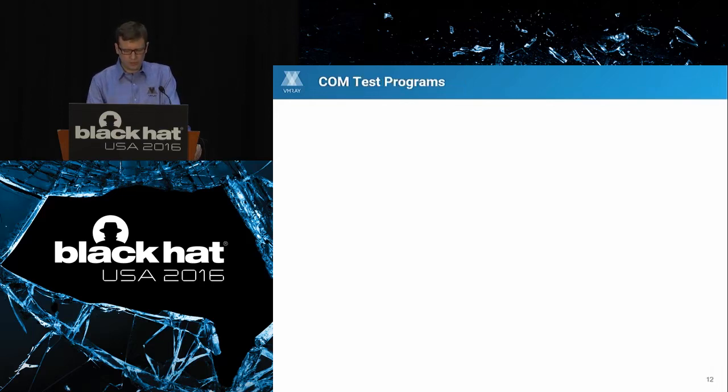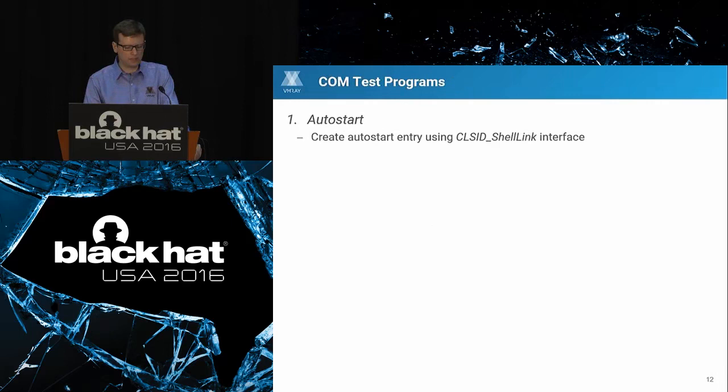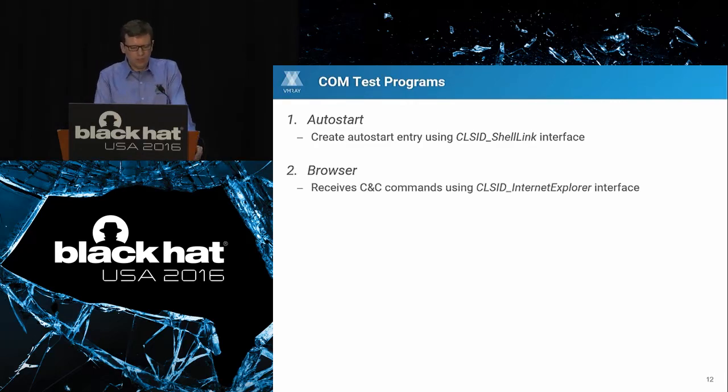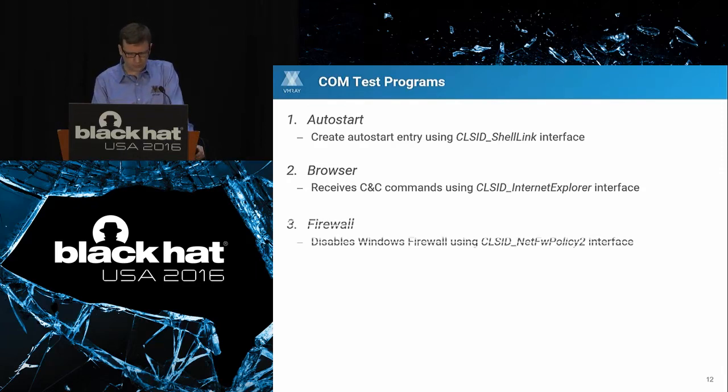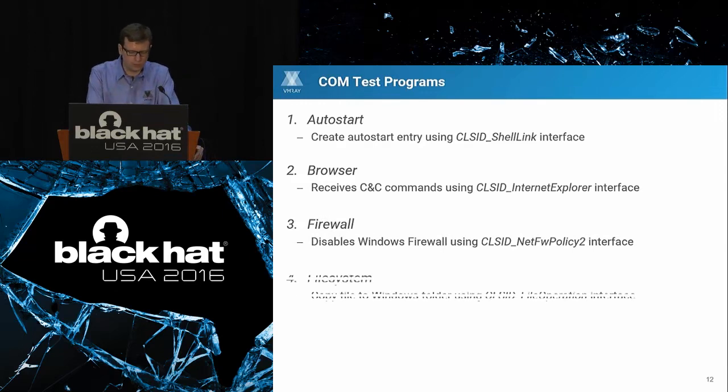The 5 test cases that we created are, first of all, an autostart test case. This is a small program that creates an autostart entry using the CLSID shell link interface. CLSID stands for class ID and is basically a unique number that identifies every interface that exists in the COM world. The second test case is what we call the browser test case. It uses the previously mentioned Internet Explorer interface in order to contact the remote server using an encrypted connection. The third test case is a firewall test case, which only disables the entire Windows firewall by accessing the COM interface of the Windows firewall.